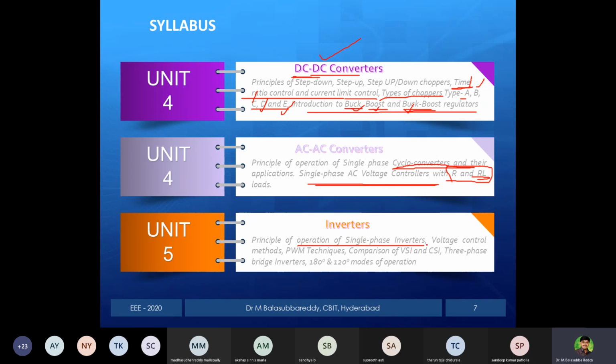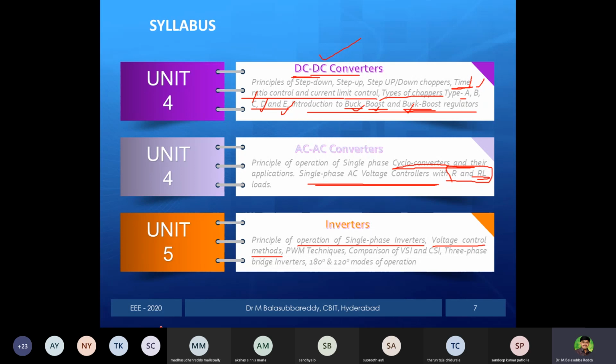And then, like in the chopper case, there are voltage control techniques I told you, no: time ratio control and current limit control. These are the two methods to control the output voltage. Similarly, in the case of inverters also, there are voltage control techniques. And these voltage control techniques are of two types: internal control strategy and external control strategy. External means after getting the output voltage of the inverter, you can use a combination of controllers to change the output voltage. That is one aspect, but that will lead to many controllers needing to be used.